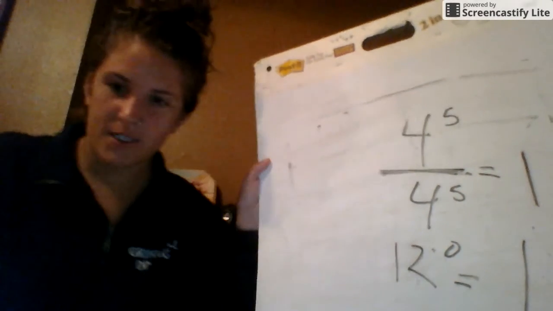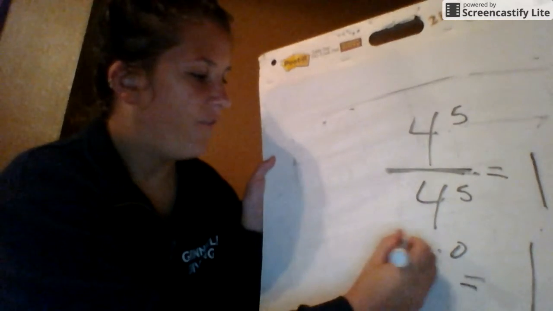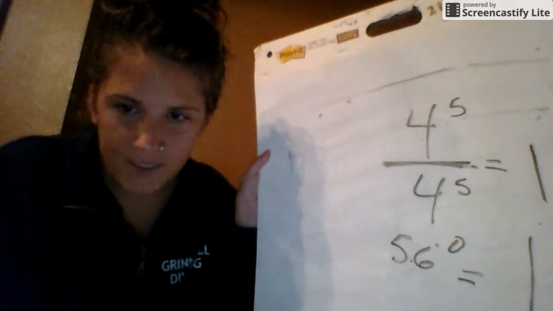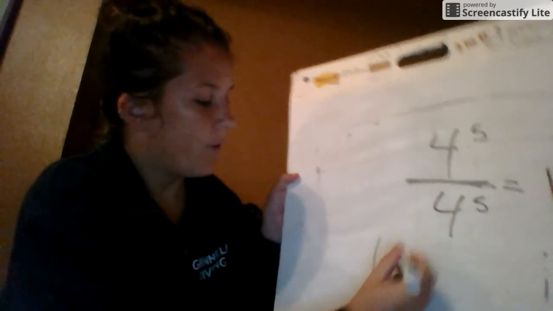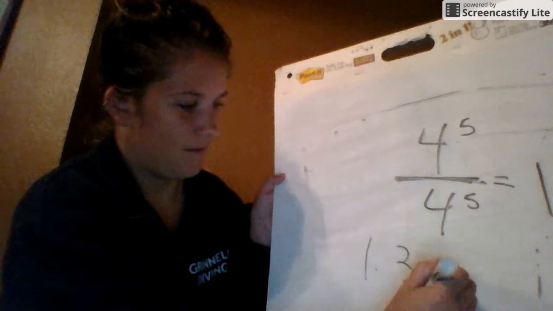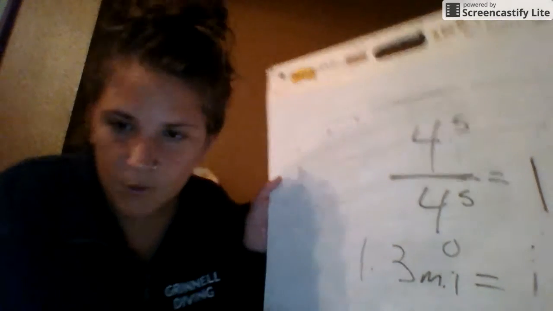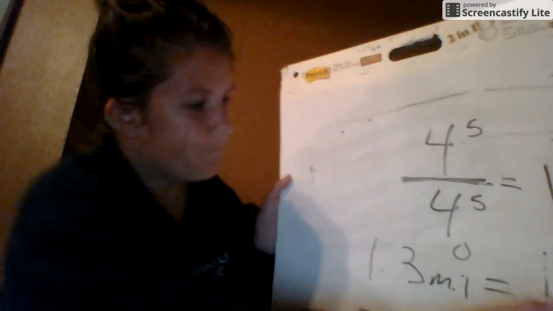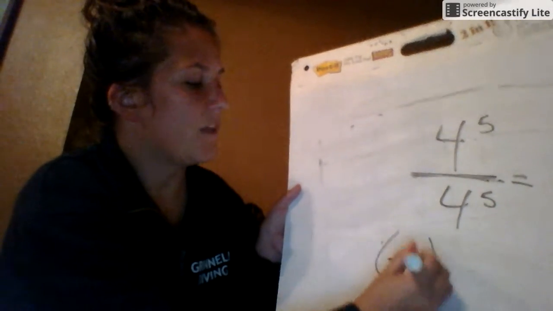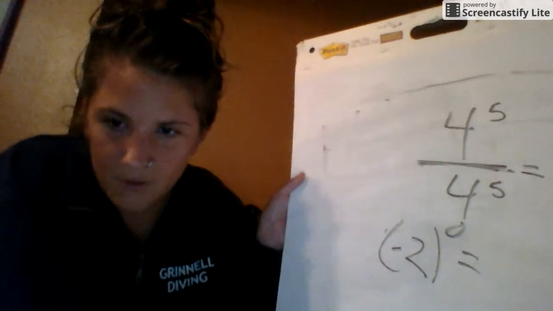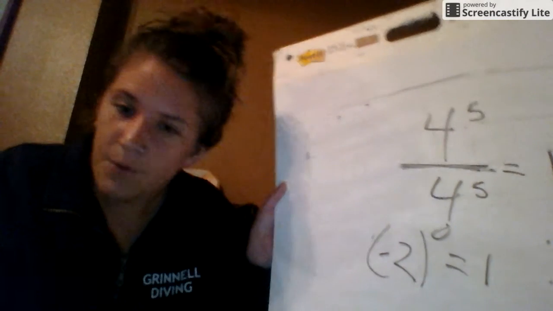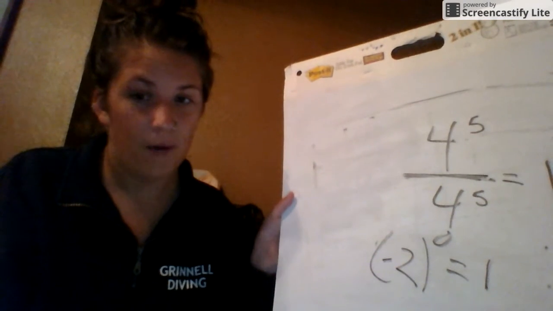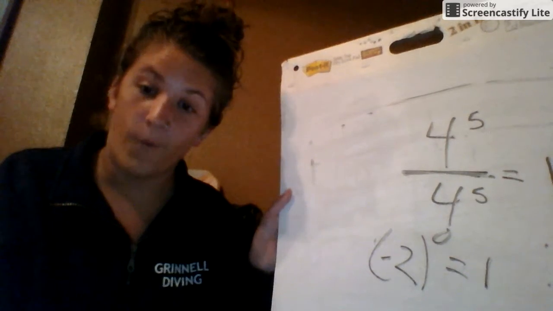12 to the 0 power is equal to 1. 5.6 to the 0 power is equal to 1. And at the bottom, there's examples. 1.3 million to the 0 power is going to be equal to 1. If I have in parentheses negative 2 to the 0 power, that is also going to be equal to, you guessed it, 1. Today we learned that anything raised to the 0 power is just the value 1.